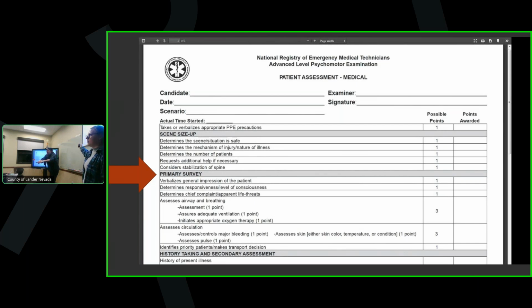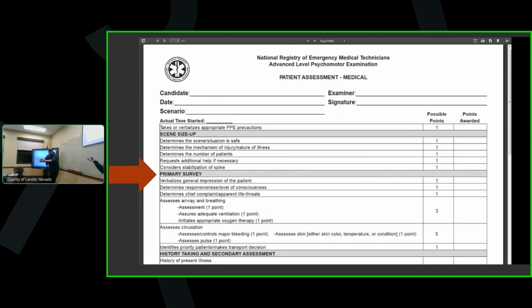The verbalizes general impression. This is where we walk in. If I were doing this assessment, I would walk in and look at my patient. How does my patient look? This is like a doorway assessment. Are they pale? Are they sweating? Are they in a tripod position? Are they unconscious on the floor? Are they sitting here talking to you like I'm talking to you now? Did they meet you at the door? Are they standing on the front porch smoking a cigarette? What does your patient look like?